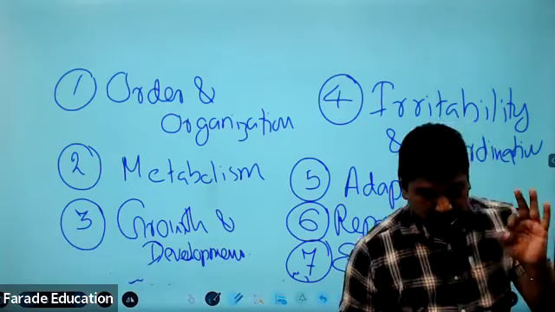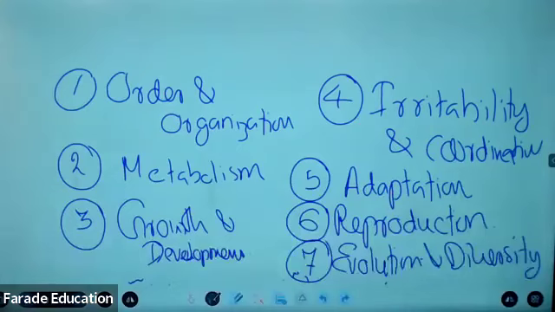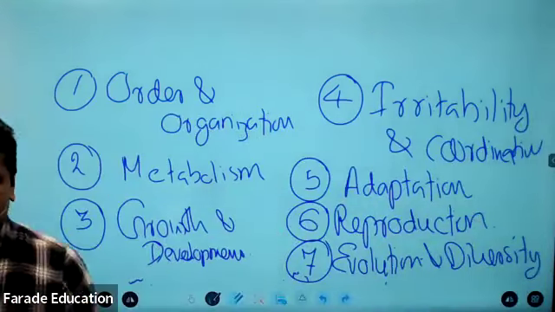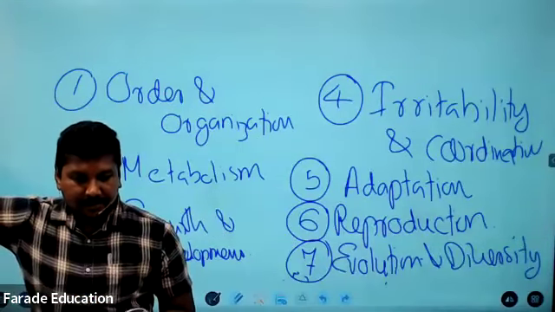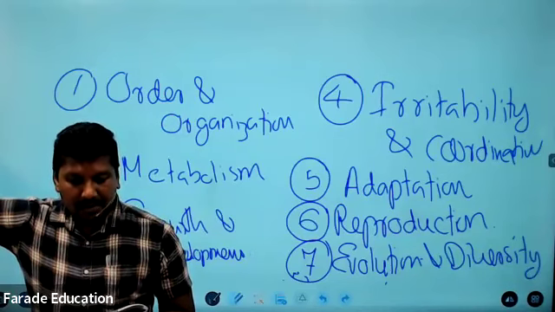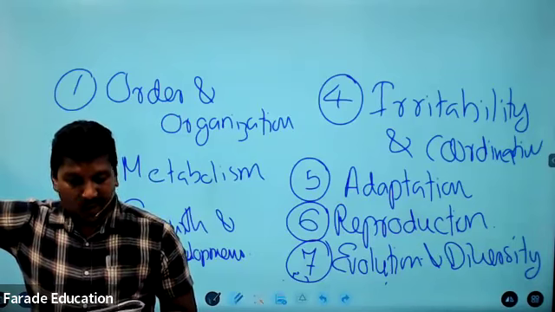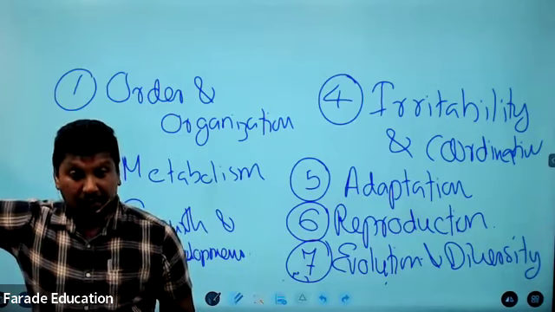Number two, metabolism. Metabolism means the sum of anabolism and catabolism. The sum of anabolism and catabolism is metabolism, or else all chemical reactions taking place in an organism. So it is also a feature of living organisms.